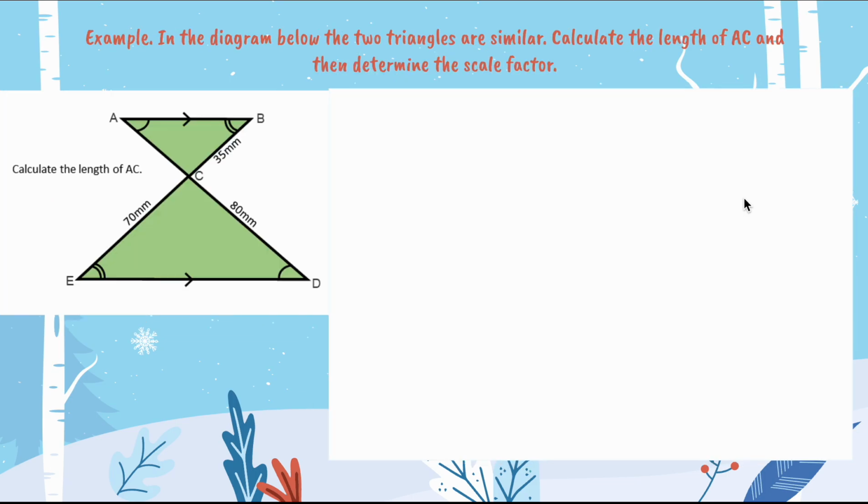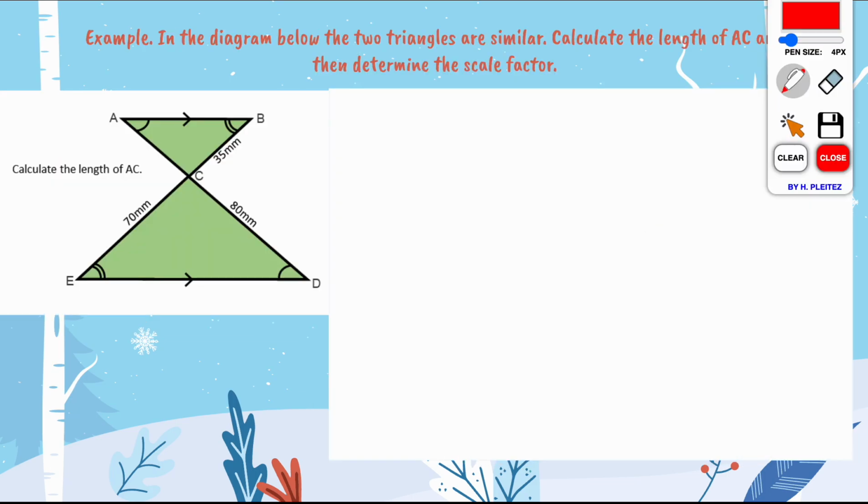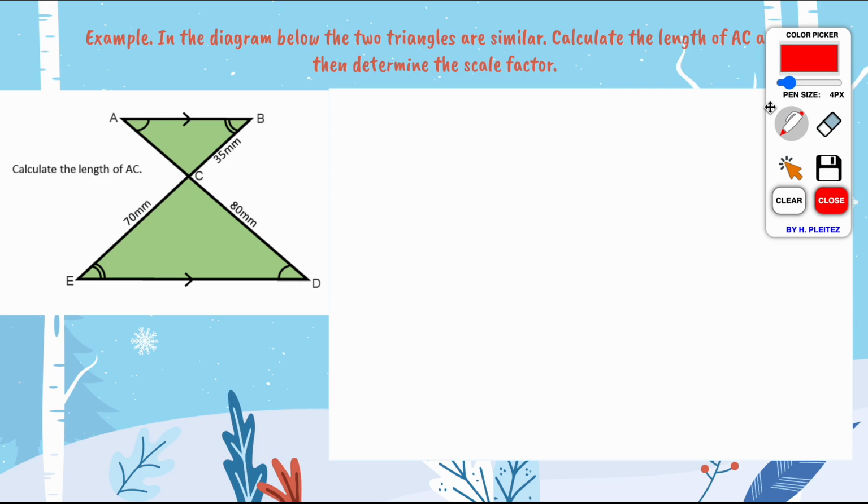Okay. So make sure you guys understand our new vocabulary. Make sure you guys are utilizing that method of redrawing our triangles, because we're going to do that again here, right? So it says, in the diagram below, the two triangles are similar. It wants us to calculate the length of AC and then determine the scale factor.